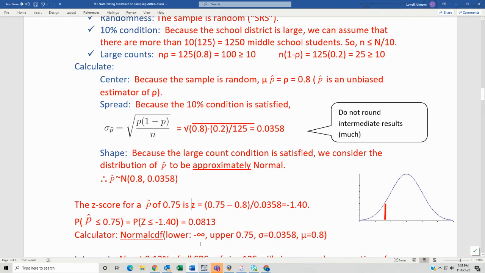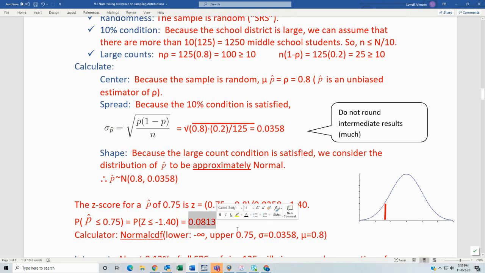Now I go to my calculator. Turn on my calculator. I go to the normal CDF. I want to find an area under the normal distribution. So I use normal CDF. The lower bound is minus infinity. Since on your calculator you can't put in a minus infinity, you'll just put in an arbitrarily small number like minus 1,000. The upper value is 0.75. My standard deviation is 0.0358. My mean is 0.8. Please write down your calculator notation and label all of your inputs. You press execute and you're going to get an answer like this.